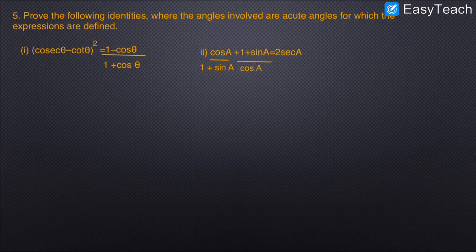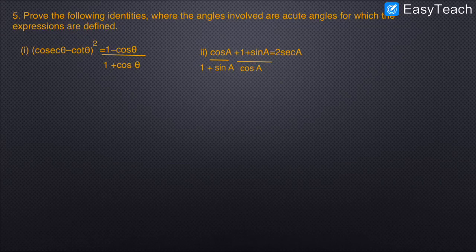For tan theta, it is sin by cos, right? Let's apply that. Sin theta by cos theta, the whole divided by 1 minus cot theta. Sorry, I should apply the trigonometric function for cot theta also. So cos theta by sin theta. So again cos theta by sin theta, the whole divided by 1 minus sin theta by cos theta. So the denominator is not in order. Let's take the LCM.